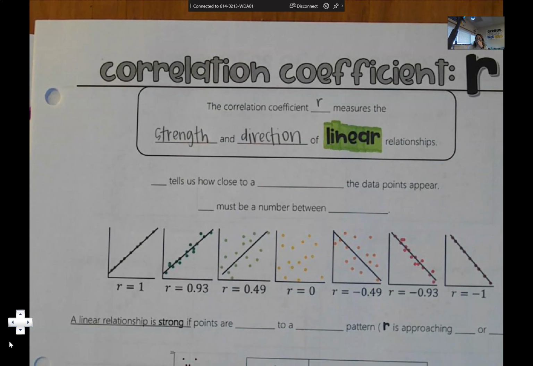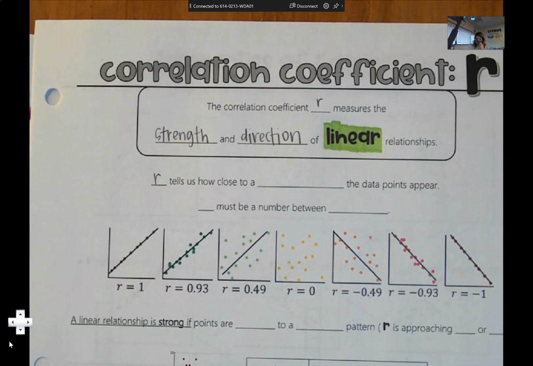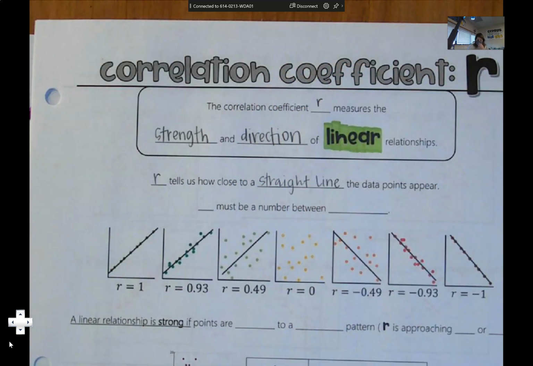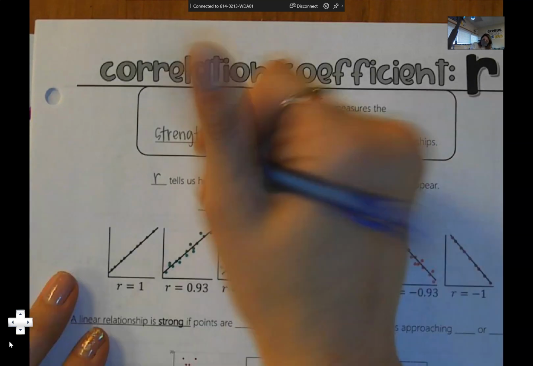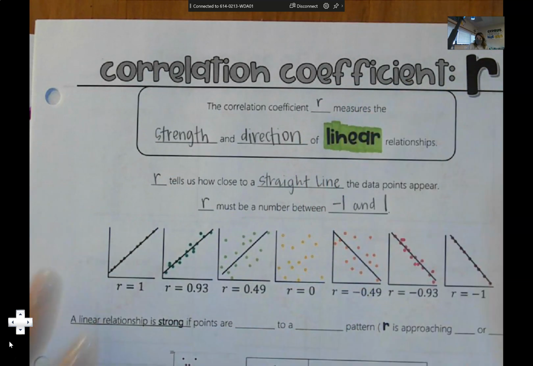Last time we talked about a couple of different forms. It can be curved, it can have groups or clusters, it could just be nonlinear, or it can be linear. Today, it has to be linear. Your scatter plot has to follow some kind of linear form. So the value of r tells us how close to a straight line the data points appear. r must be a number between -1 and +1.